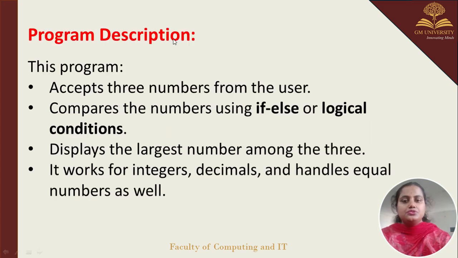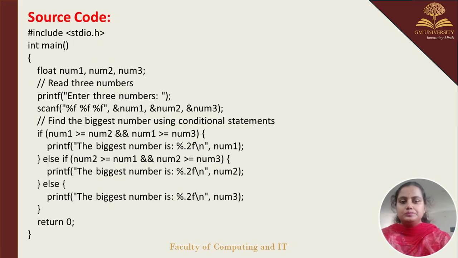Program description of the second lab program: here is a quick overview of how the program works. It accepts 3 numbers from the user. They can be integer or decimal values. It then compares them using if, else if, and else conditions. The largest value is then printed with 2 decimal precision. The program works even when 2 or all 3 numbers are equal.